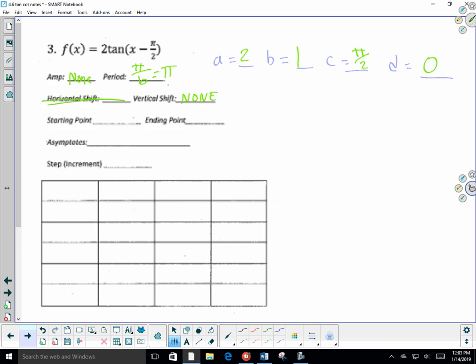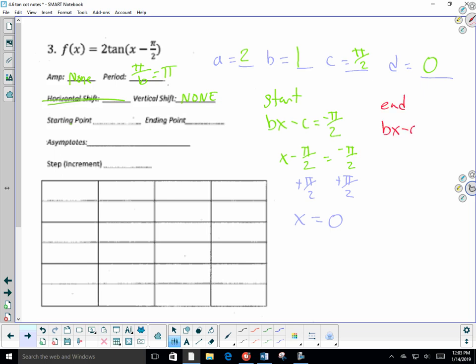All right, starting point, I'm going to write starting point over here. Starting point is when we take Bx minus C, and we set it equal to that first vertical asymptote, which is negative pi over 2. And so in this case, we want to do x minus pi over 2 equal to negative pi over 2. We add pi over 2 to both sides, and we get x equals 0.